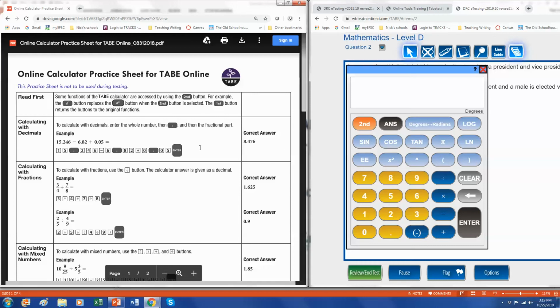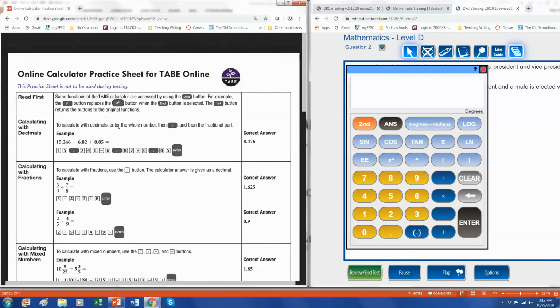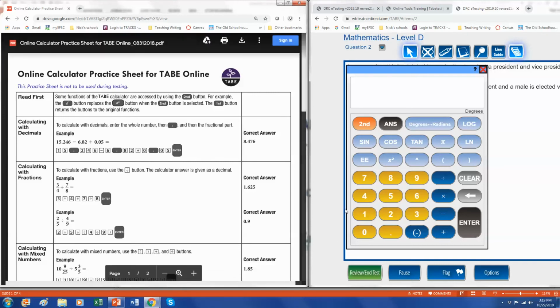For our first practice problem, let's look at how to calculate numbers with decimals. So let's just start, because this is best shown. Here we have 15 point, make sure you get the decimal point right, 2, 4, 6 minus 6.82 plus 0.05. And you click enter, and you get 8.476, which matches with the correct answer, which means we got the right answer. So let's move on to fractions.